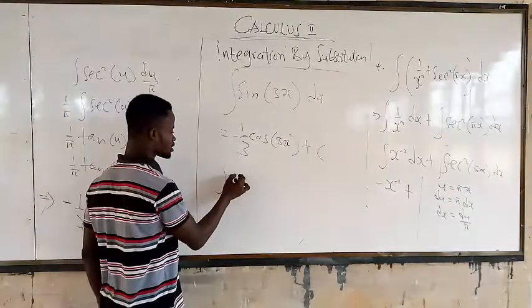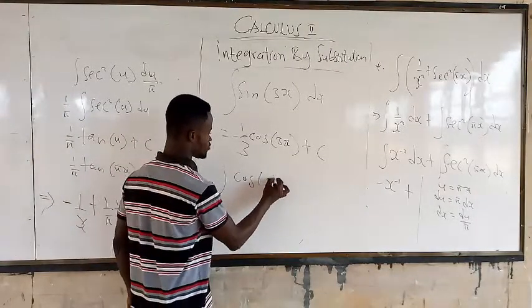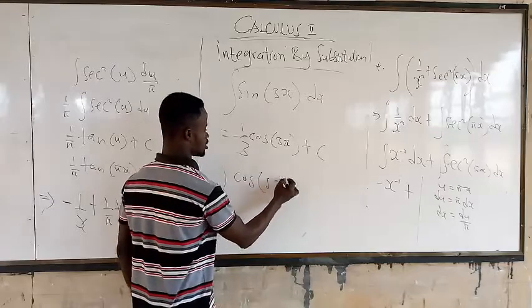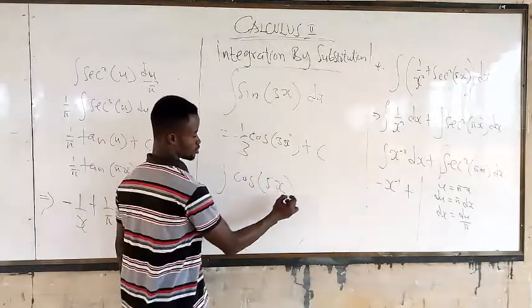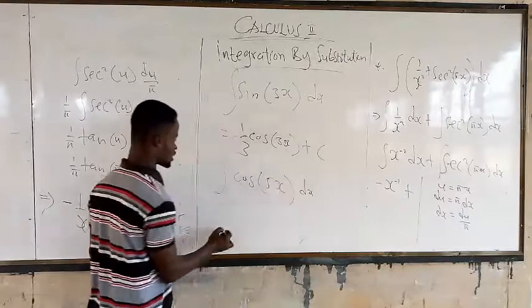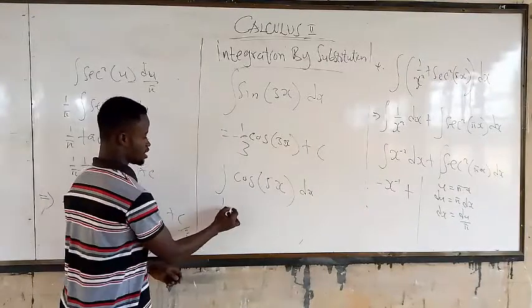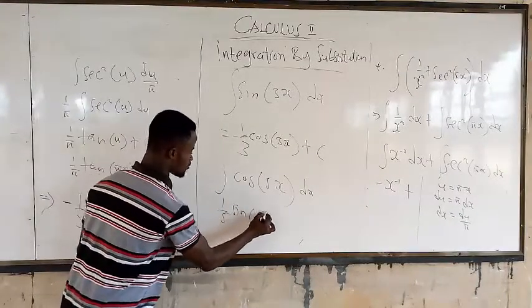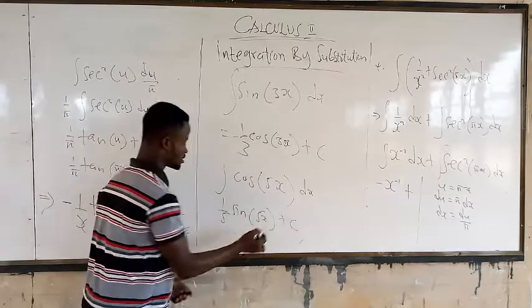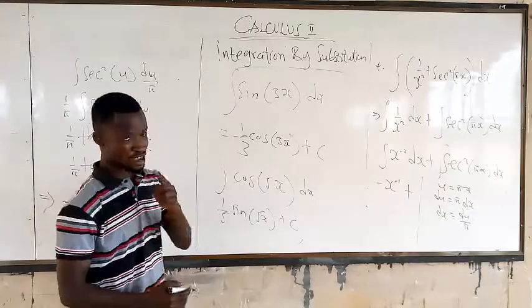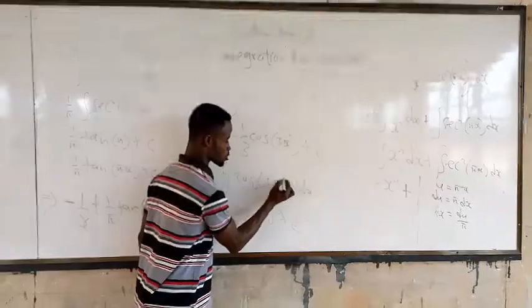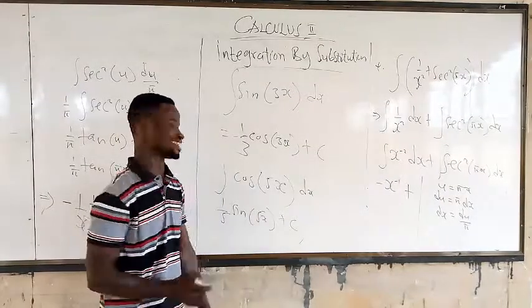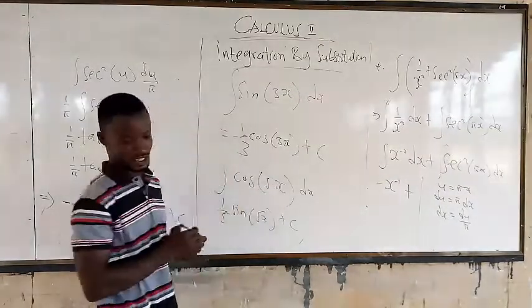If you have the integral of cos 5s ds, you get 1 over 5 sine 5s plus c. That's what you're going to get. But be careful, in case there is squaring, don't go by that. Alright, so that is it.